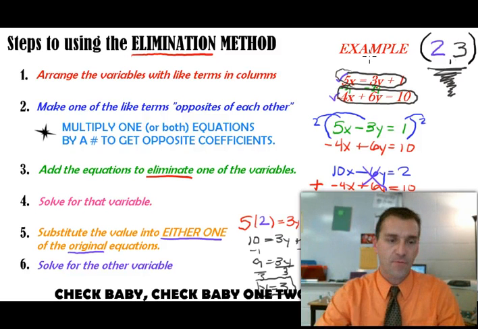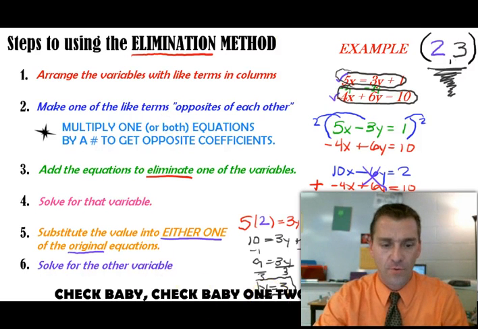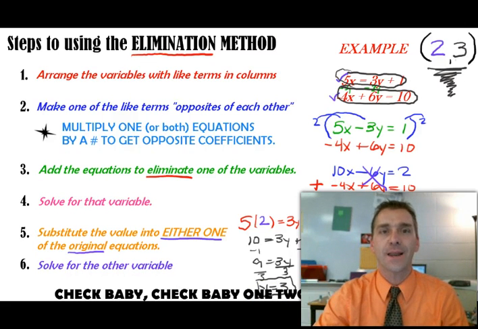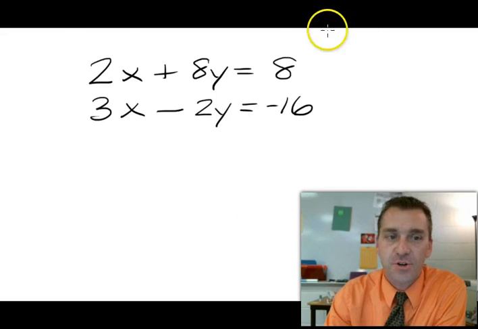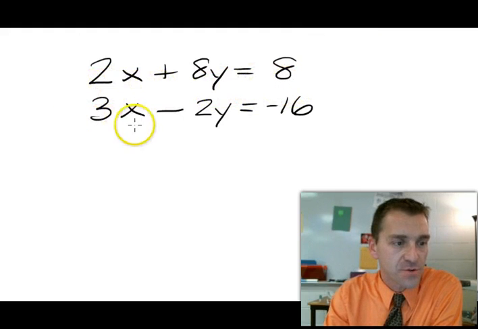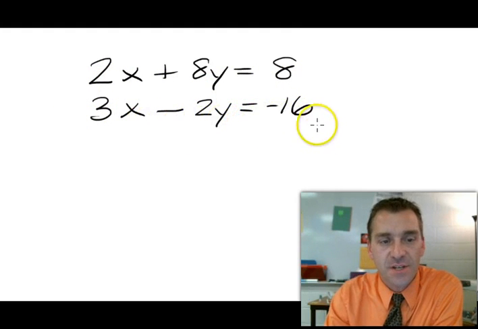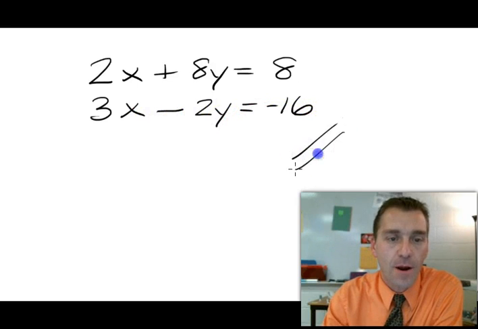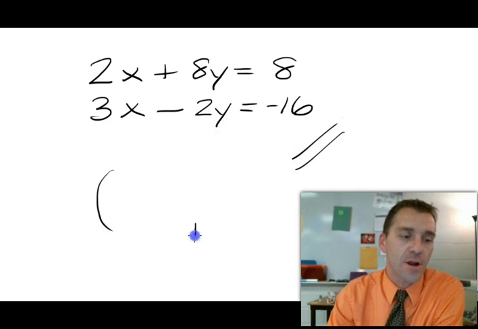Okay? So let me roll over here now, and I'm not going to actually roll over. I'm going to go to the next slide. And on this slide, I'm going to give you an example which I want you to copy in your notes, and I want you to do it. Here we go. So here's your example. It says 2x plus 8y equals 8. And the other equation is 3x minus 2y equals negative 16. Solve that and get your ever elusive ordered pair, the x and the y.